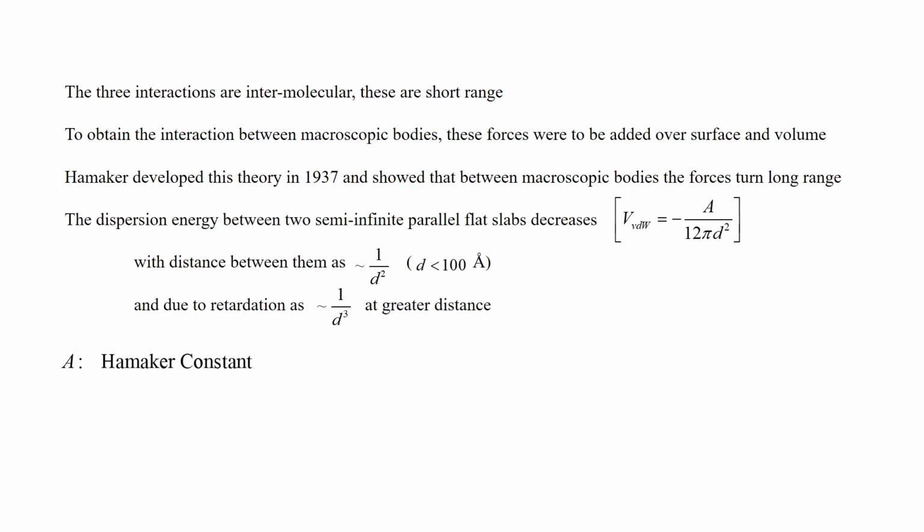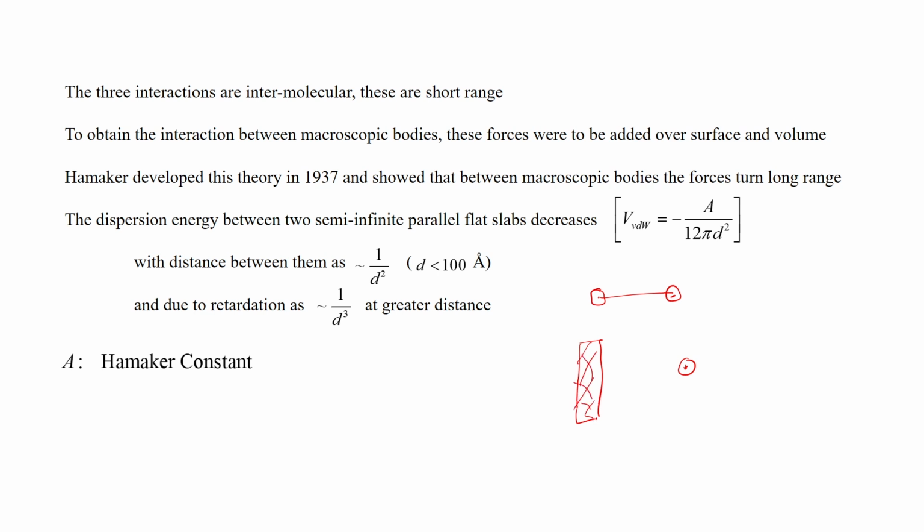So, these three intermolecular interactions are short range. Now, to obtain the interaction between macroscopic bodies, these forces have to be added over surface and volume. Remember that this force defines the interaction between two molecules, although we are concerned with macroscopic bodies. In the case of macroscopic bodies, we suppose there is one body and then there is a molecule. What is normally done is that you find the interaction of this molecule with all the molecules present in this macroscopic body.